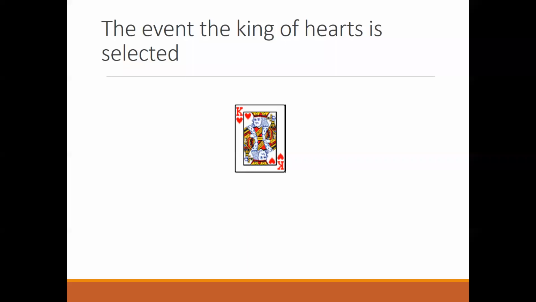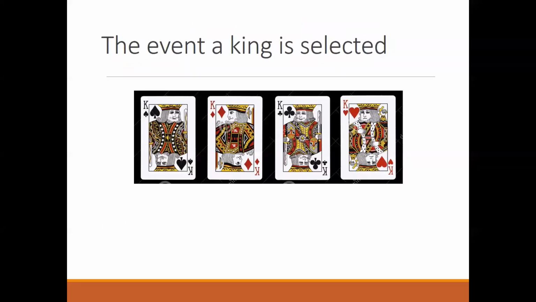So when you want to write the answer, if I change this whole thing, there are only 4 cards available with me. So the event a king is selected is always 4 by 52. Easy? Let's take another example. This can be reduced to 1 by 13.